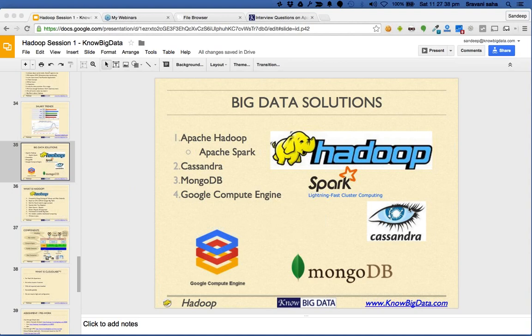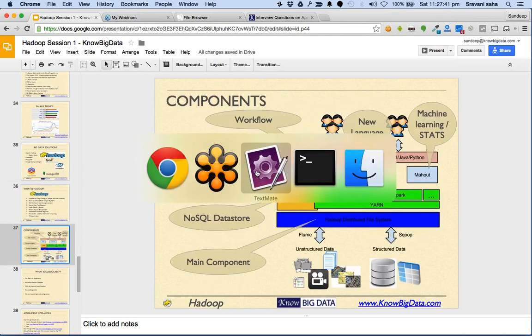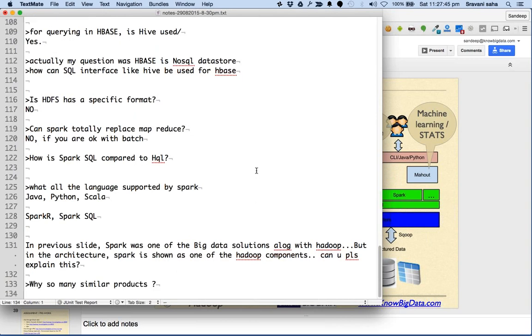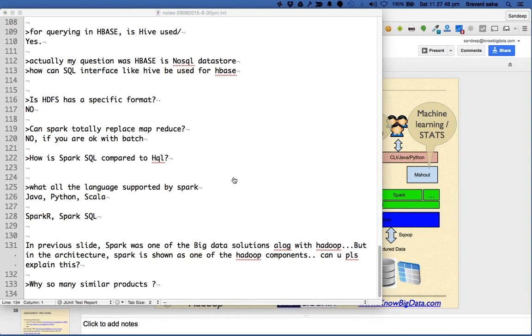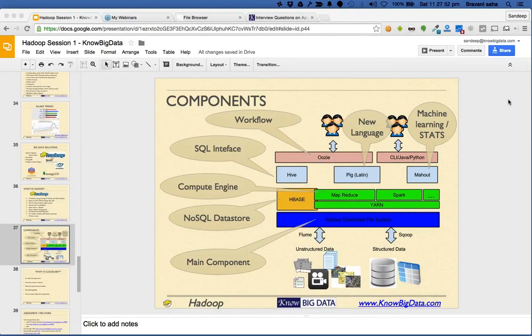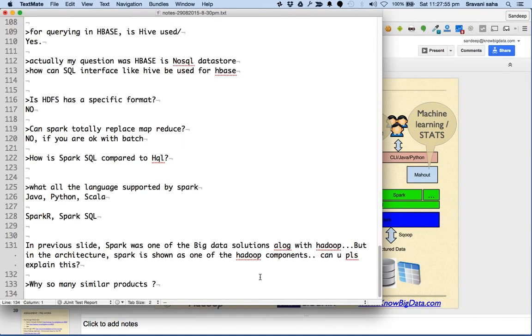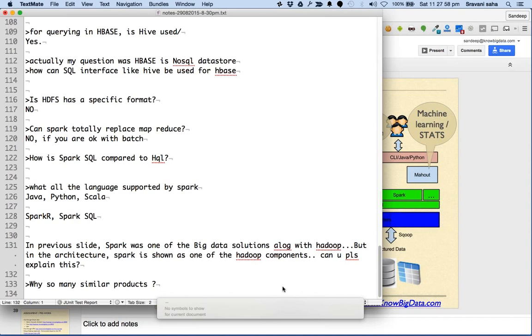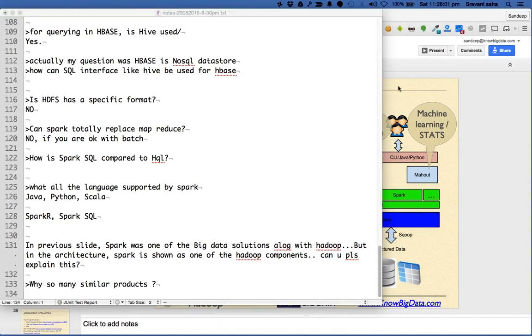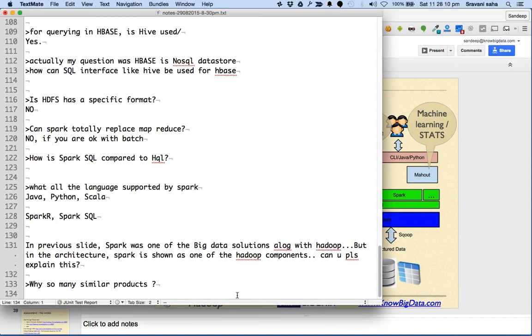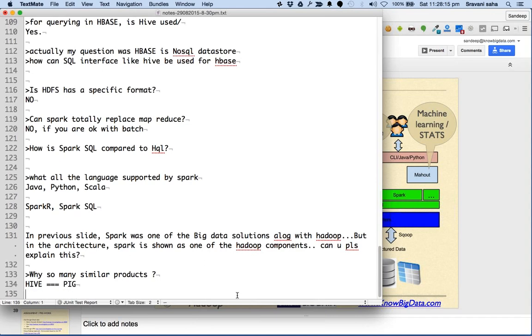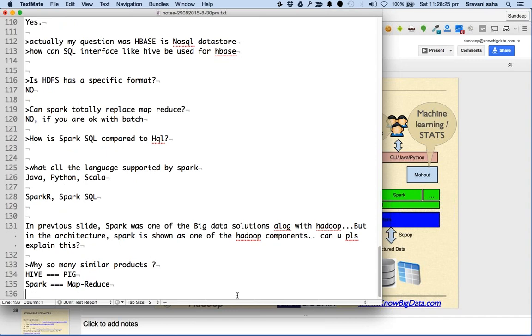There is another question: why are there so many similar products? Good question. Let me try to understand. I hope you are only talking about the Hadoop ecosystem, or are you talking about in general, like NoSQL as well? Why so many similar products, like Hive being sort of equal to Pig, and Spark sort of equal to MapReduce, and so on?